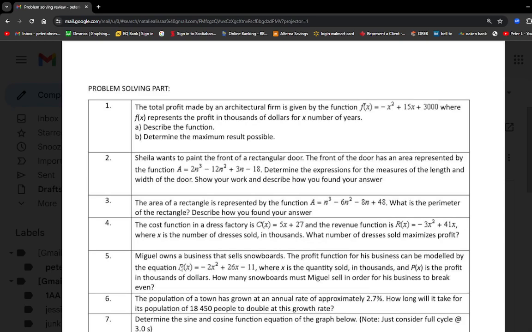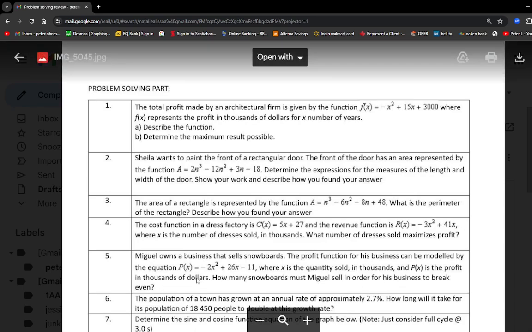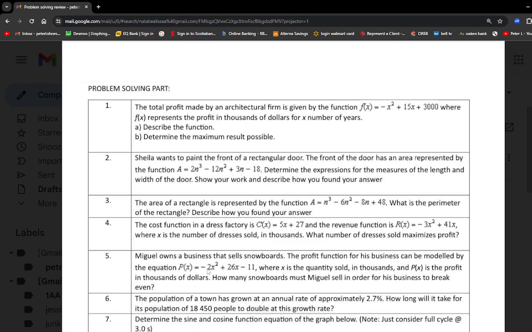This is a business. They only give you the profit formula already. They want to know how many snowboards must he sell in order to break even. So that is a quadratic. First you factor out -1. And you get 2x squared minus 26x plus 11, and you find what number multiplies out to 22 and adds up to minus 26. Well, you're not going to be able to find it, so you have to use the quadratic for that. So you go back to this. A is -2, B is 26, C is -11.